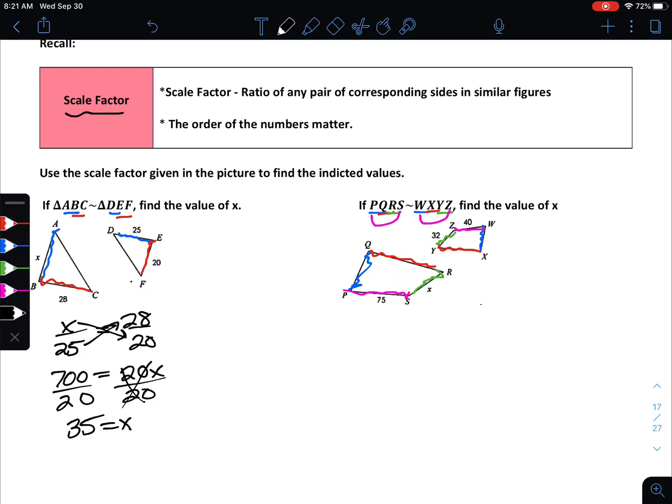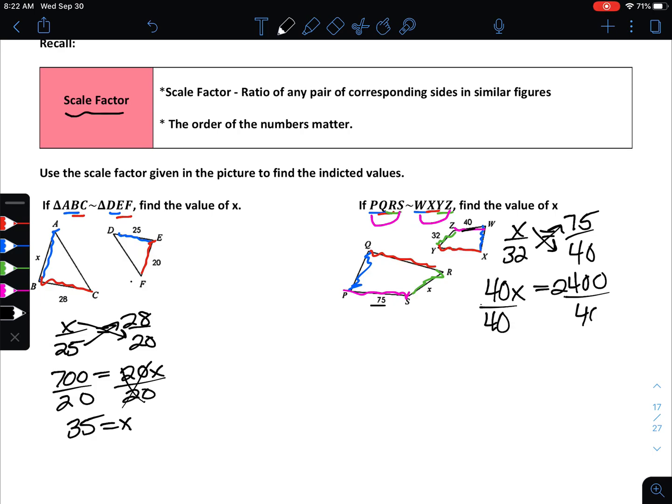Our first sides that matched were the x to 32. So we're going to set that up as x over 32 is equal to, in that same direction, the 75 to the 40. Now we've got our proportion ready to solve. First, x multiplied by 40 is 40x. Then 32 multiplied by 75 is 2,400. That leaves us with one step to go to solve for x. We divide each side by 40, and we end up with x being equal to 60.